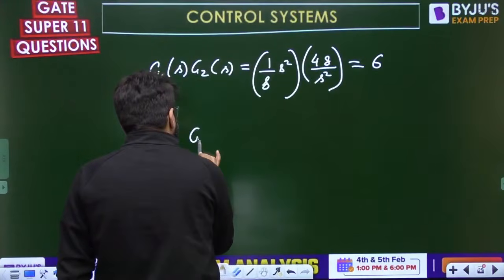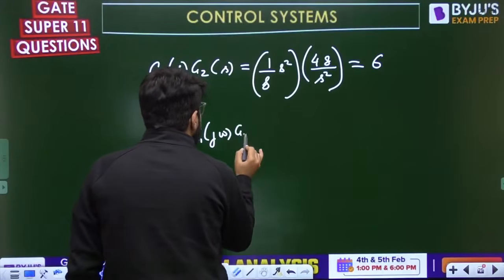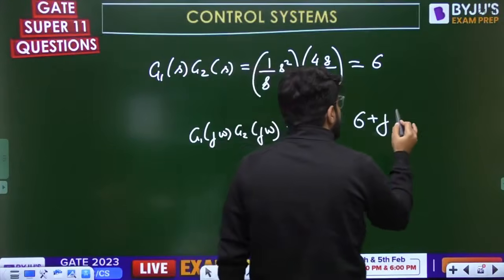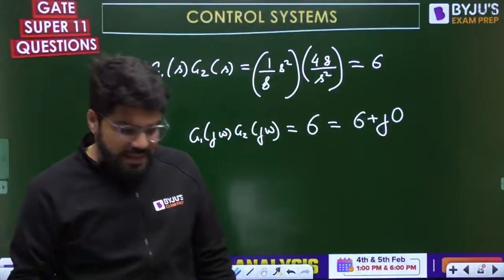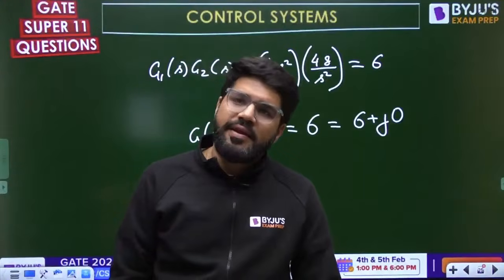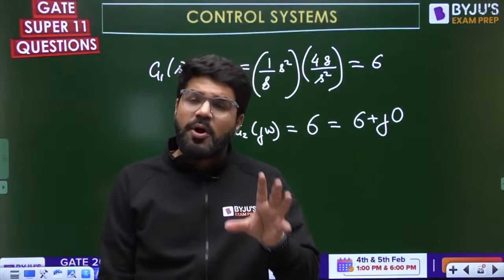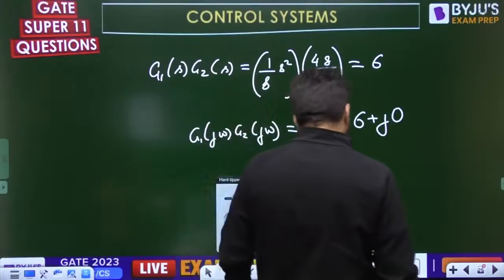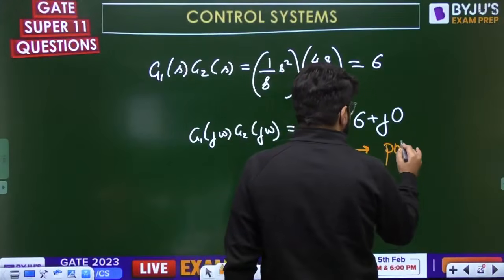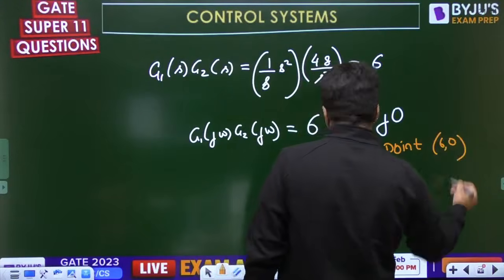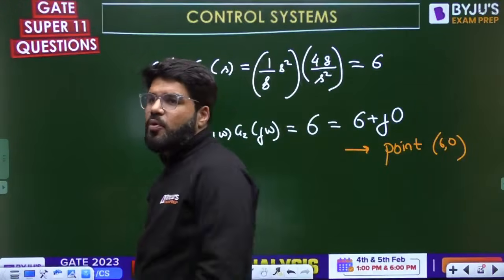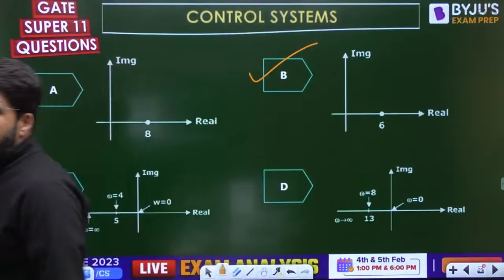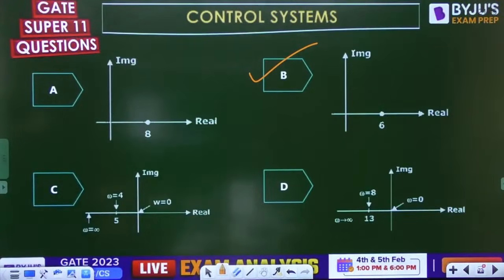So please pay attention. What is G1(jω) G2(jω)? That is 6, or 6 plus j0. This is purely real, but it is not a function of omega. It's a fixed point, just a point: 6 plus j0 is like the point (6, 0). That is why the correct answer is going to be option number B.